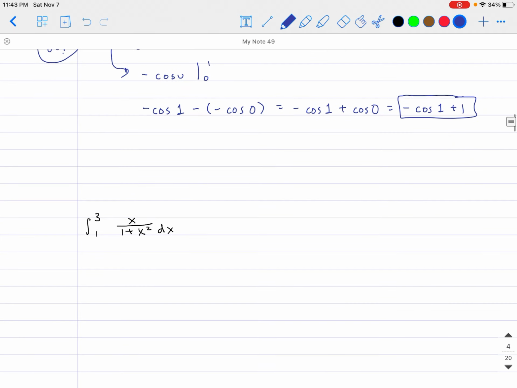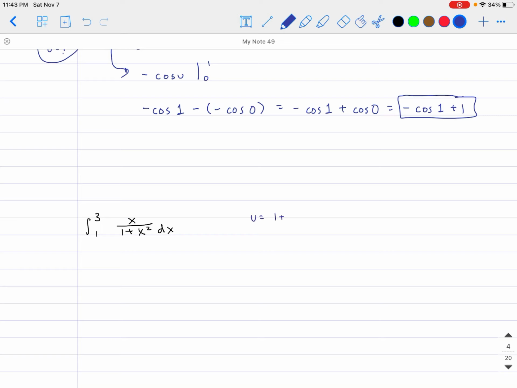Okay, let's take one last example over here, right? The integral from 1 to 3 of x divided by 1 plus x squared. By the way, if you want to try this by yourself before we move on, we can go ahead and do so. Pause the video and then try it. And then if you're done, you can go ahead and unpause it. All right, so let's just say we're unpaused already.